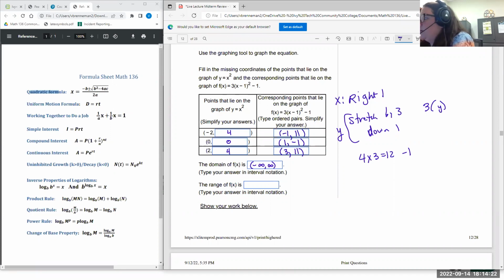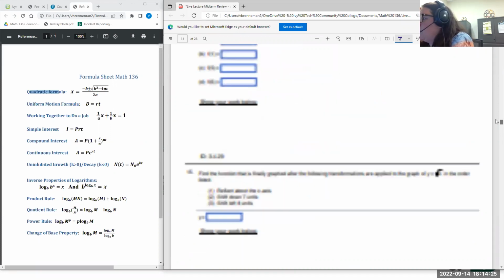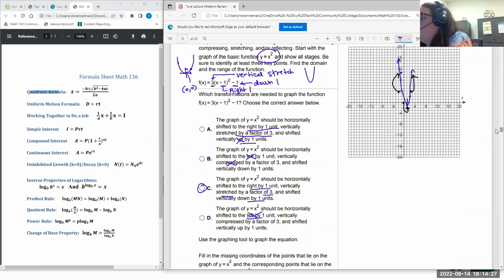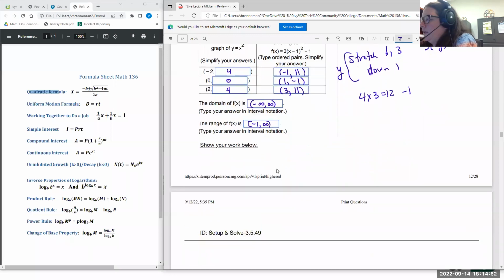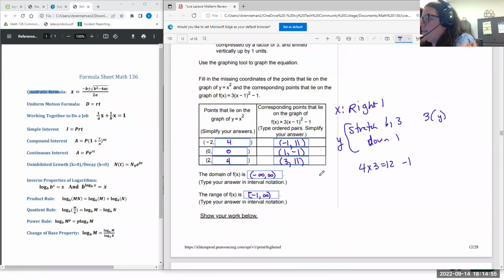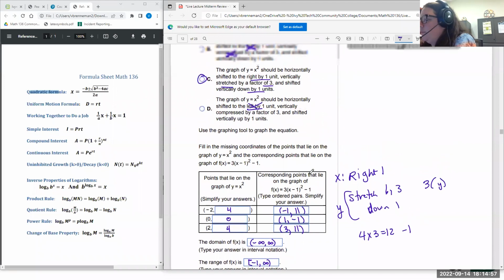The range, though, we have to look at. Because this graph doesn't cover all the possible y values, it starts at -1, and then it does go up forever. So the range of the basic x squared would be 0 to infinity. This is shifted down 1, so it's -1 to infinity with square brackets, because there isn't an open circle there at the bottom. There isn't an arrow. It's just the actual graph. So that's that question.